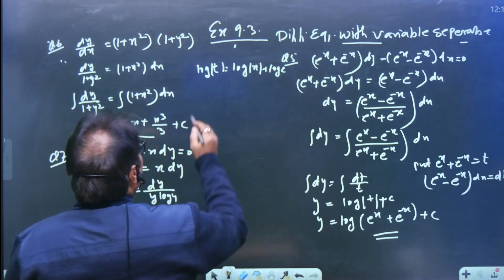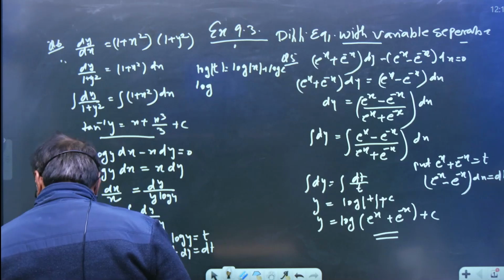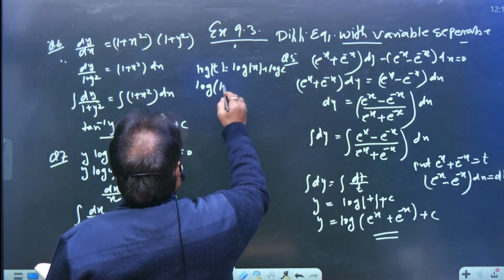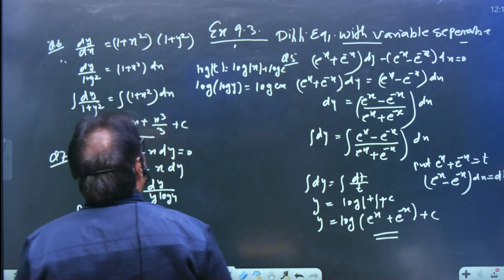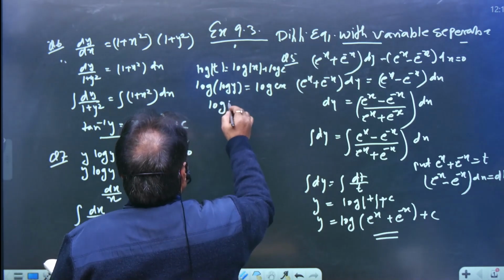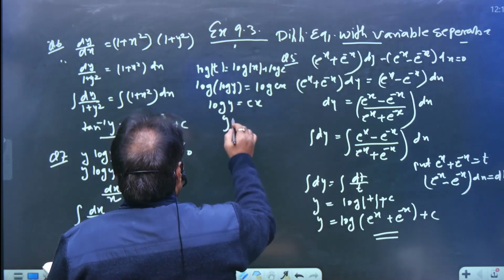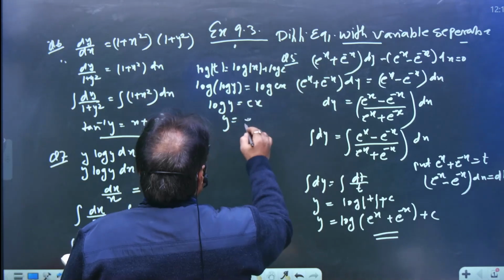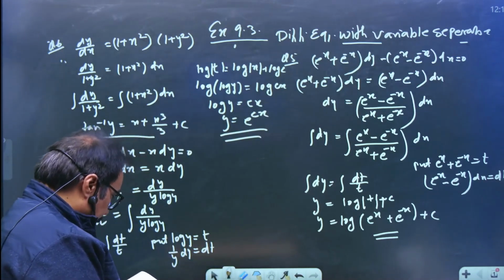So this is log t, and t is equals to, what is t? Log y. So log of log y is equals to log of cx by applying the property of log, and now remove the log. So log y is equals to cx. So what will be the value of y? अगर हम log को इधर से इधर ले जाएंगे तो इधर क्या हो जाएगा? Exponential. So it will be e to the power cx, and this is the answer of question number 7.